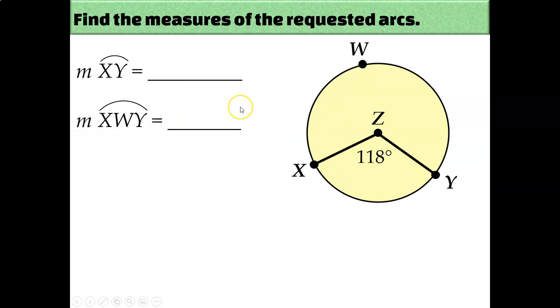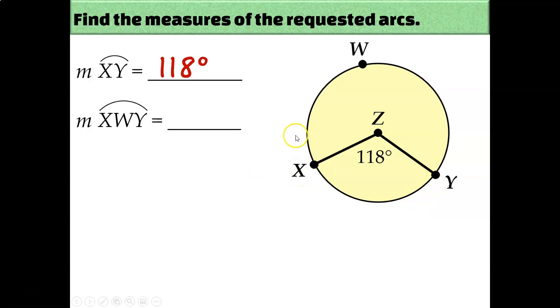I know we've done a lot of doubling and cutting in half today, but don't forget about what we learned in the previous lesson, which is that central angles are equal to the arc that they intercept. So you don't always have to double something or cut something in half, sometimes they're just equal to each other. Angle XZY is a central angle because its vertex is the center of the circle, so if I need to figure out the measure of arc XY, well, it's just 118 degrees because central angles equal their arcs.